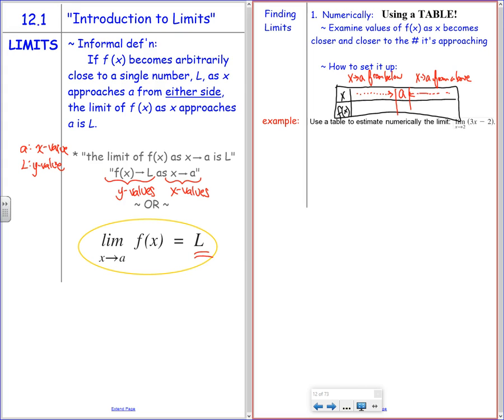And what we're going to be doing is asking ourselves the question, hey, what are the Y's approaching? And are they in agreement? If they're in agreement, good, there's an answer. If they're not in agreement, doesn't exist.